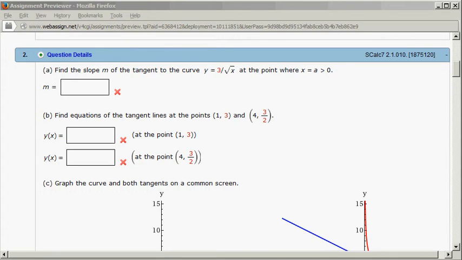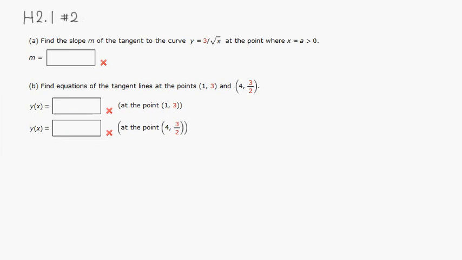All right, let's look at homework 2.1, problem number 2. For part A, we want to find the slope m of the tangent line to the curve y equals 3 over square root of x at a, where a is positive. Let's do that first.